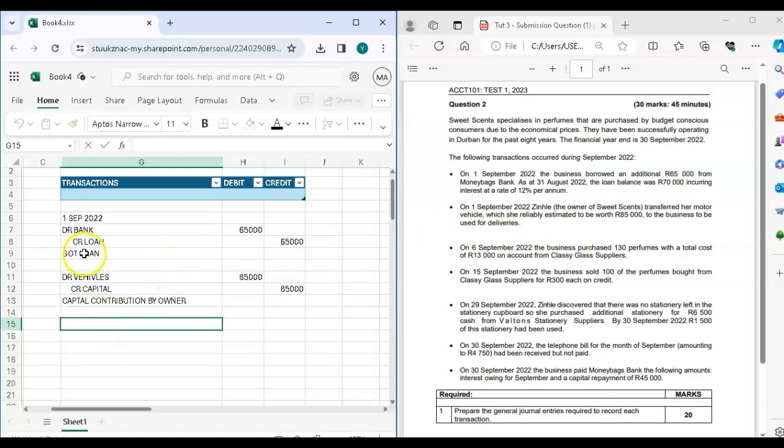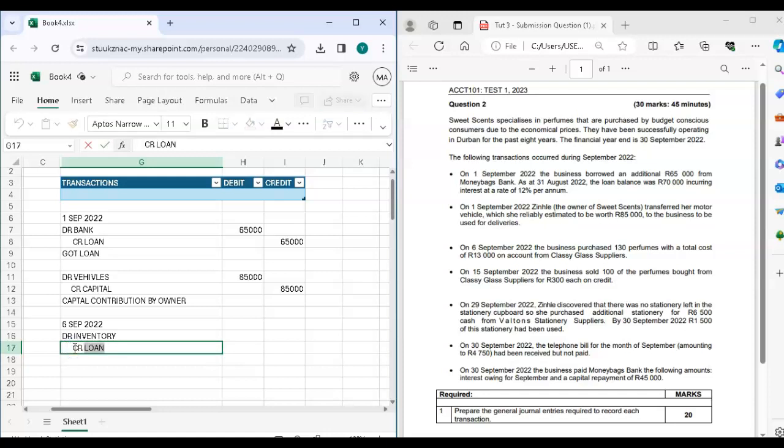Now 6 September is a different date, so we have to rewrite it. 6 September 2022. Okay, debit. What are we debiting over here? The business purchased 130 perfumes with a total cost of 13,000. So you bought perfumes, right? As a business you bought these things. So the debit is going to be inventory. And then your credit will be your bank, because anytime you purchase something, it'll be bank.